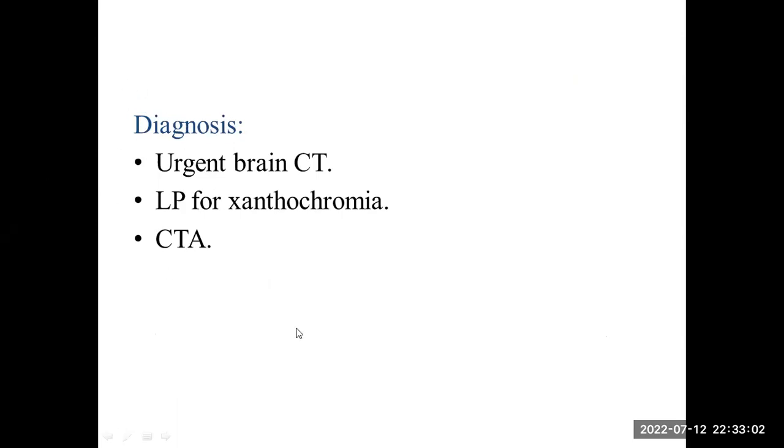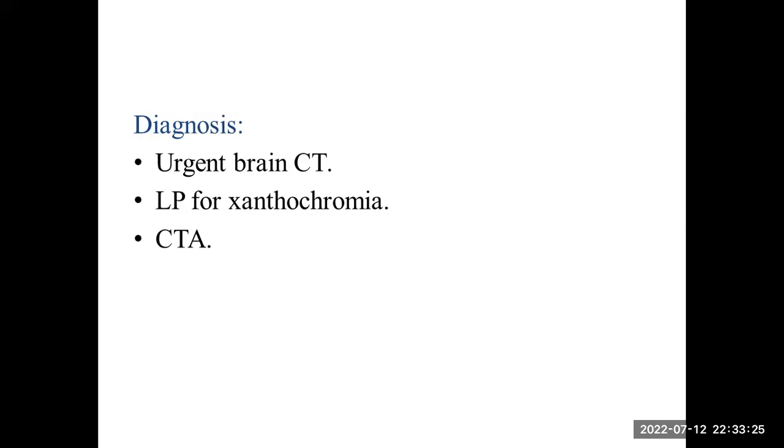So an important point when you talk about subarachnoid hemorrhage: how to diagnose it. The diagnosis of subarachnoid hemorrhage initially should start with urgent brain CT. Whenever you are suspecting subarachnoid hemorrhage, and actually in any form of stroke, we start with urgent non-contrast brain CT. The non-contrast brain CT actually can diagnose more than 95% of cases of subarachnoid hemorrhage.